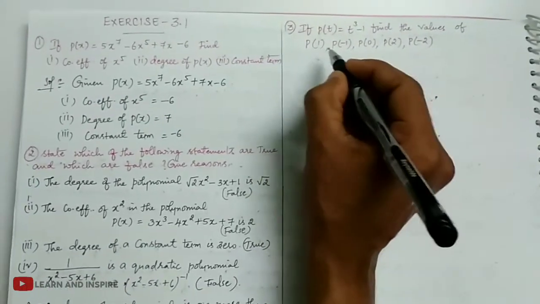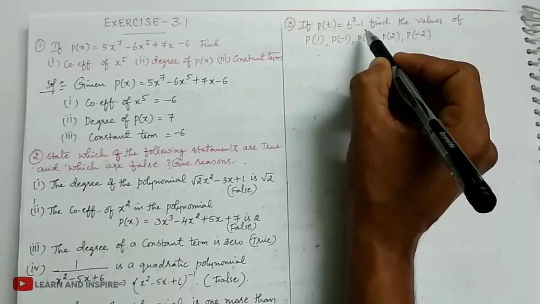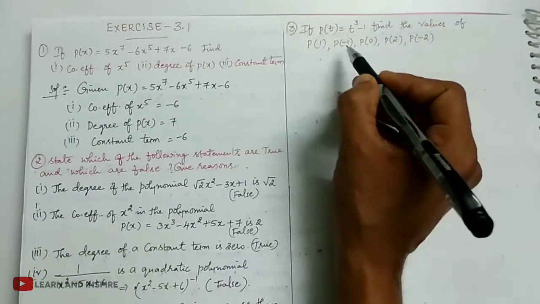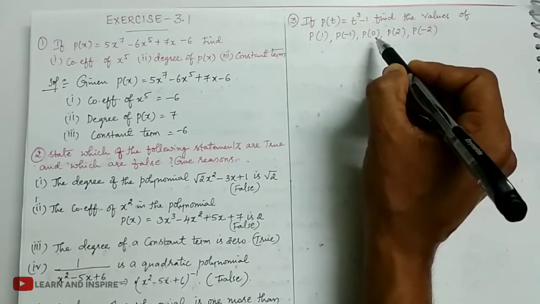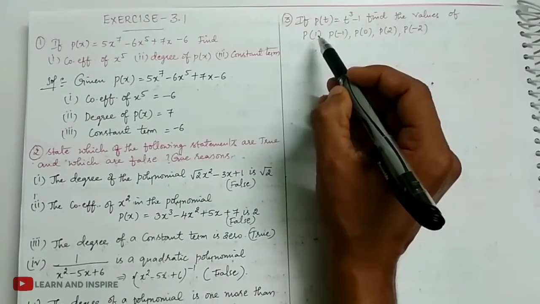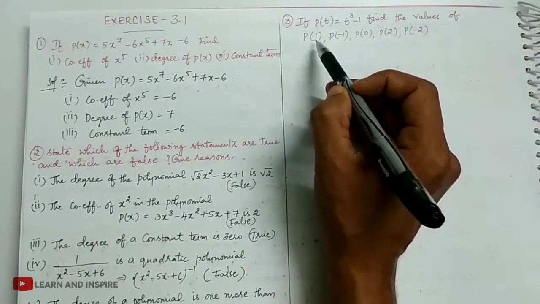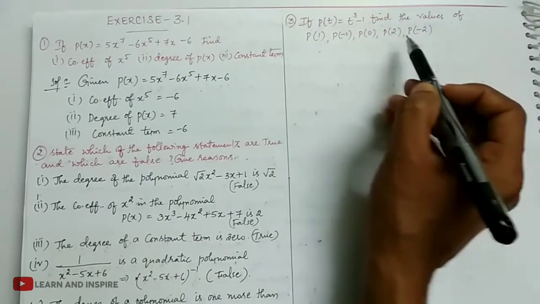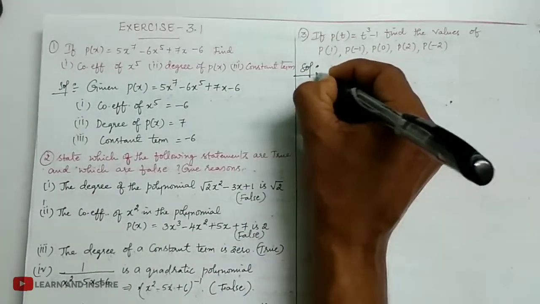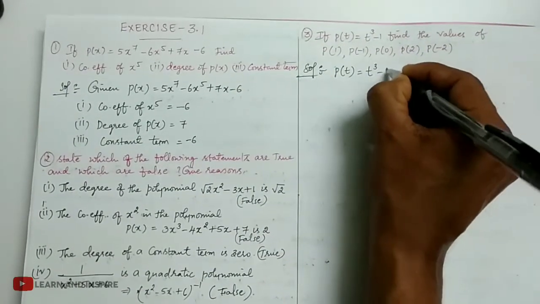Next, question number 3. If p of t is equal to t cube minus 1, find the values of p of 1, p of minus 1, p of 0, p of 2 and p of minus 2. That means we have to substitute the values in place of t. These are the values 1, minus 1, 0, 2 and minus 2. First we write the given polynomial, p of t is equal to t cube minus 1.